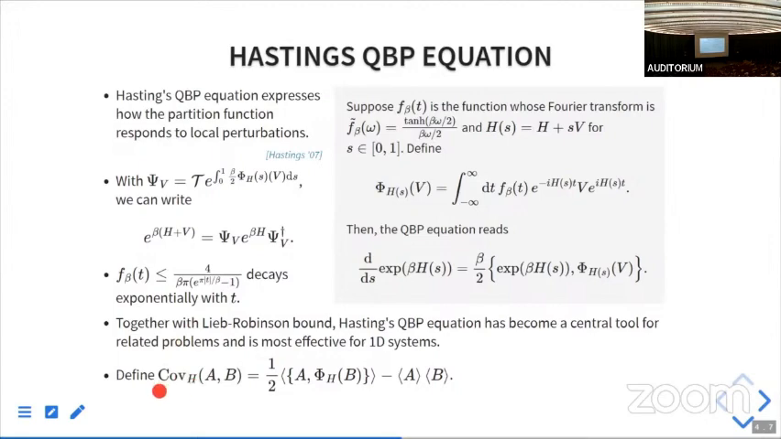I've given here a definition, which I will use later. The covariance of A and B under evolution of H is in this form. So it's the anti-commutator of A and phi H of B, taking the average value, minus the average value of A times the average value of B. So it will give you exactly the covariance if everything commutes. Okay.